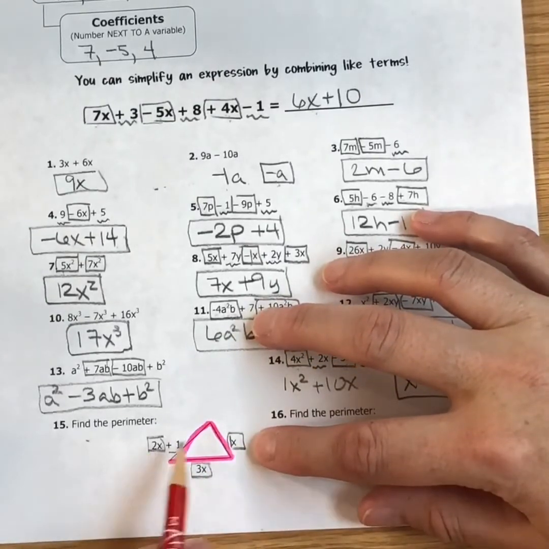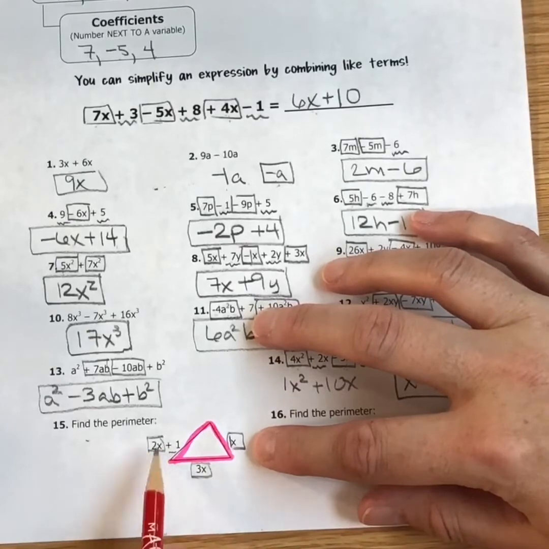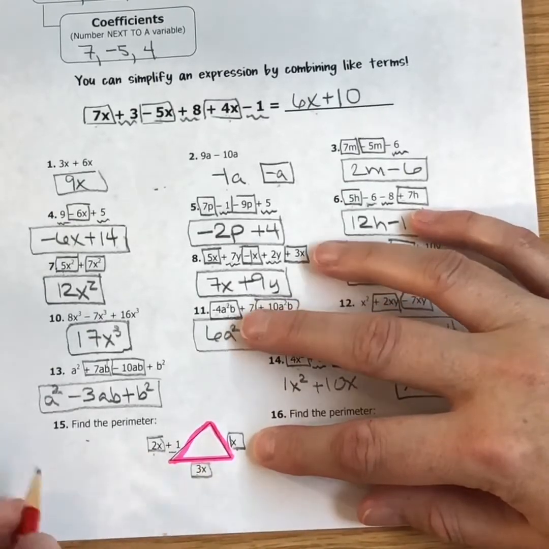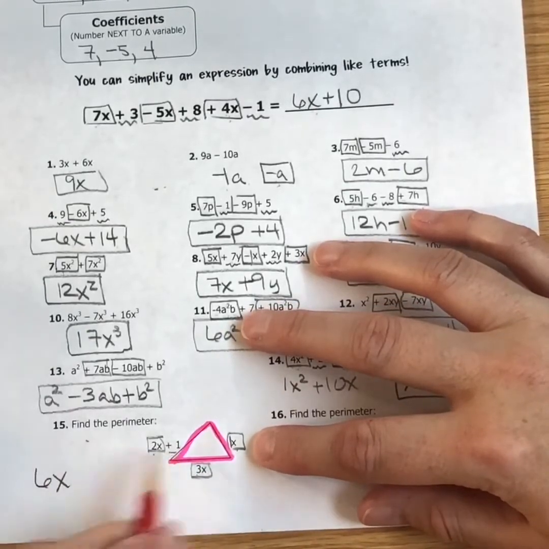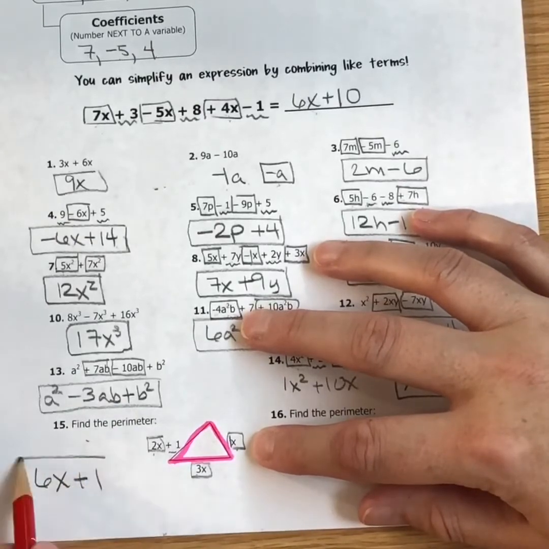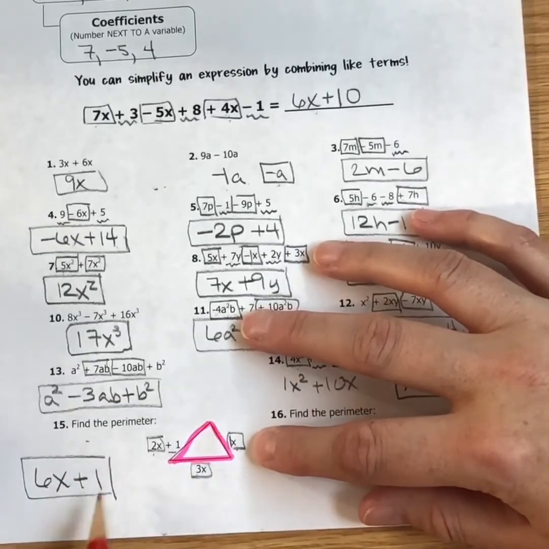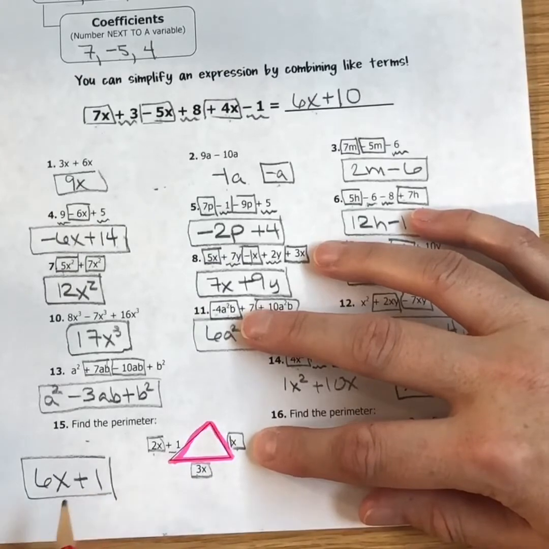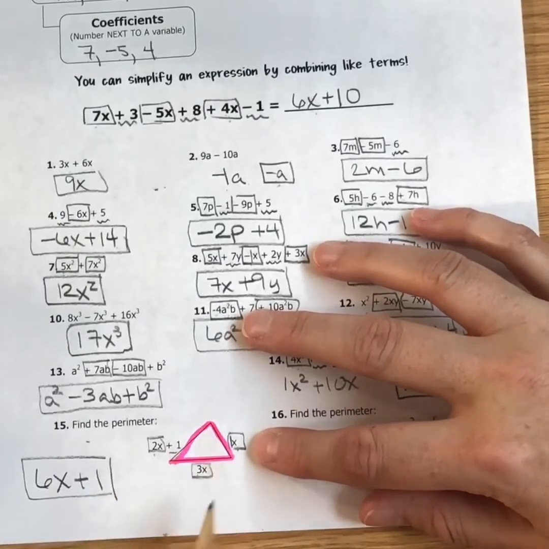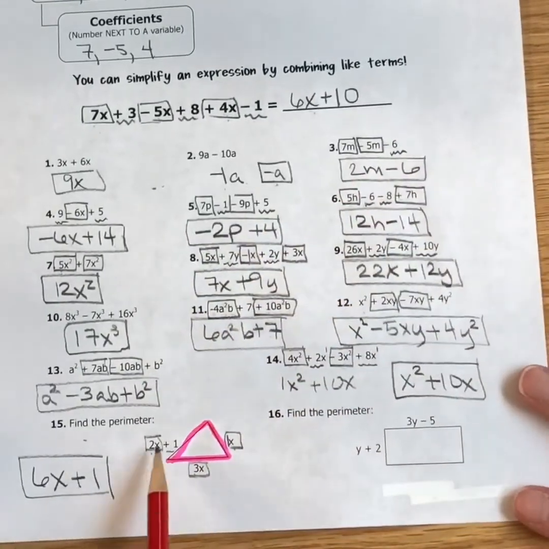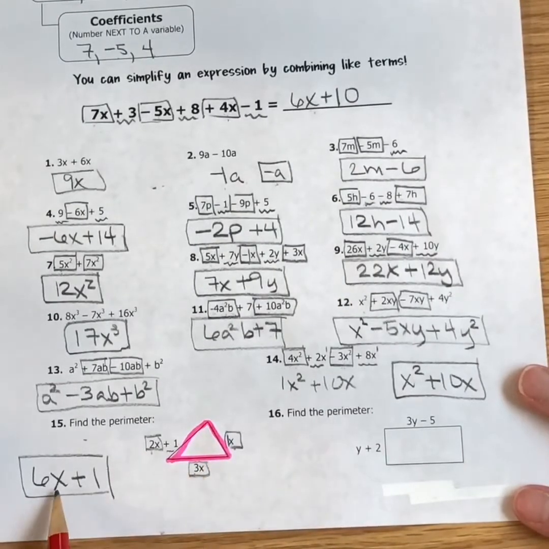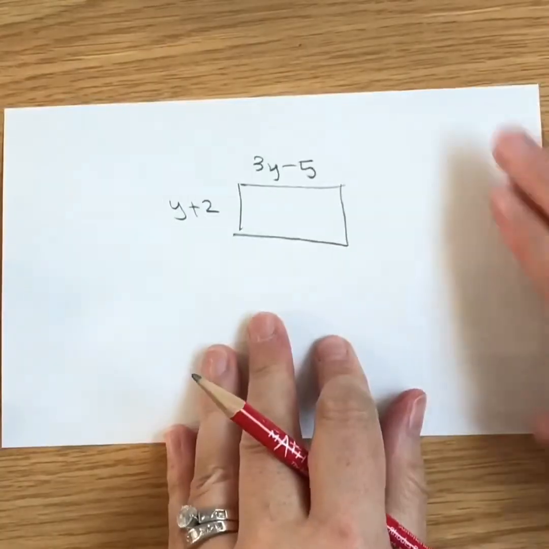So if I add the coefficients of all the x terms, 2 plus 1 is 3, plus 3 is 6x, and then we do the plus 1 because there's only one constant term. Okay, the plus 1 you can't combine with anything else. And again, when you add variable terms, the exponent on the variable never changes.